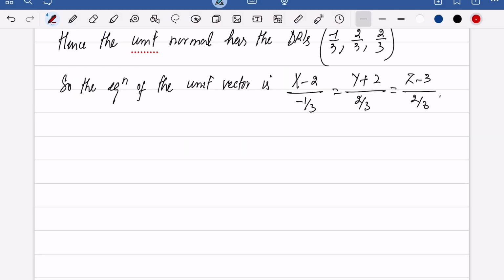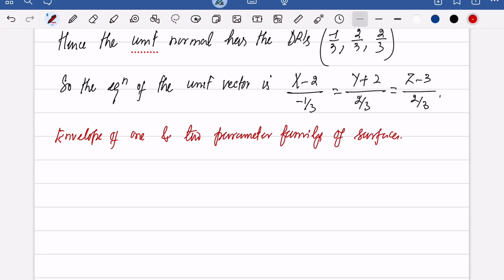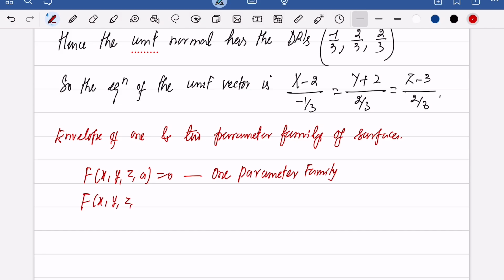Now we come to our next topic, that's envelope of 1 and 2 parameter family of surfaces. Here first of all we write down the notation. The notation f of x, y, z, a equal to 0 is a 1 parameter family of surfaces. And similarly f of x, y, z, a comma b equal to 0 is a family of surfaces with 2 parameters, a 2 parameter family of surfaces.